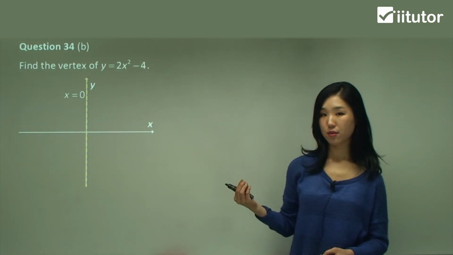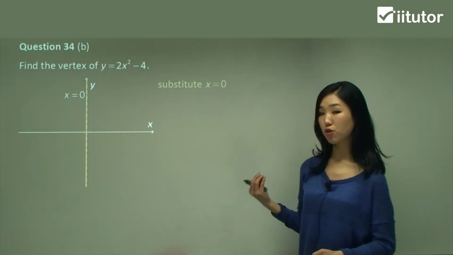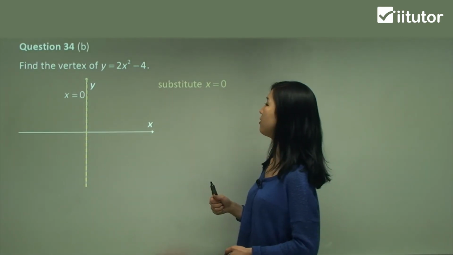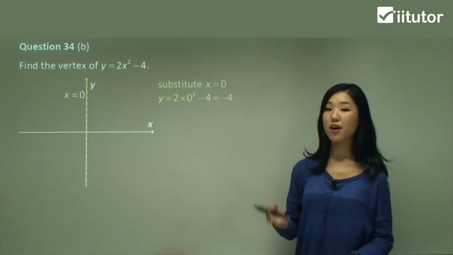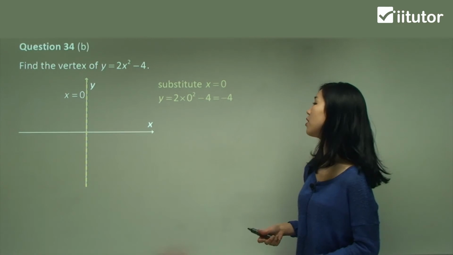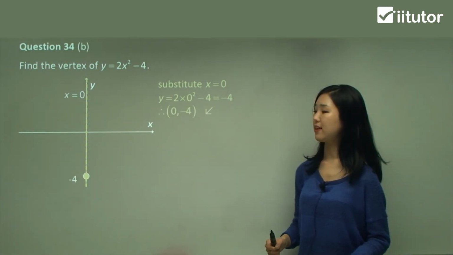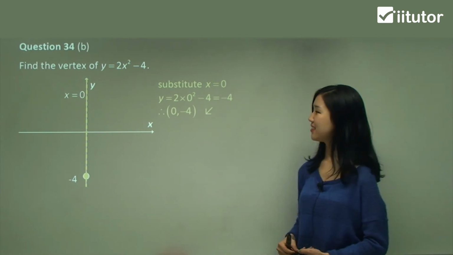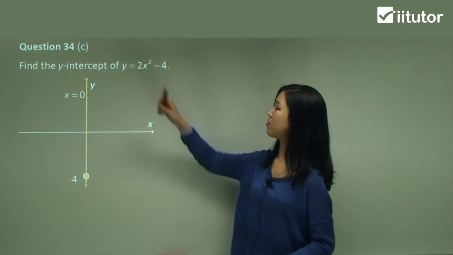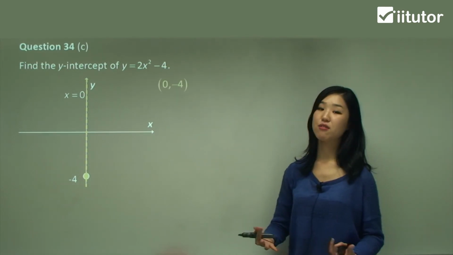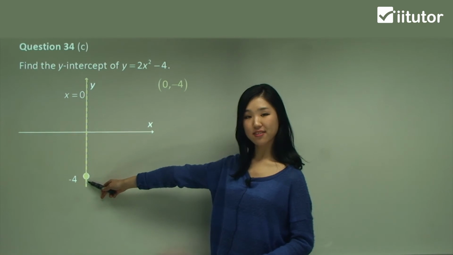Alright. And then B, find the vertex. Okay, we know that x equals 0 is the x coordinate of the vertex. So I'm going to substitute that value into the equation, just like this. So we'll simply have -4 left over. So the vertex, the coordinates, will be 0, -4. Just plot that in like that. Okay. And then find the y-intercept. Just sub in x equals 0. You should get -4. Okay, which is actually the same as the vertex.